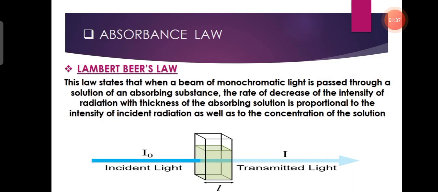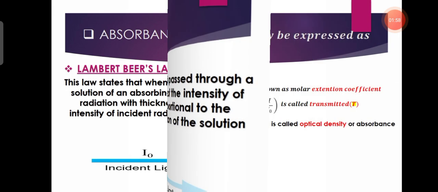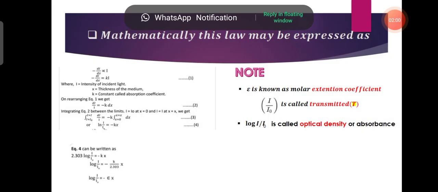Absorption law, Lambert-Beer law. This law states that when a beam of monochromatic light is passed through a solution of an absorbing substance, the rate of decrease of the intensity of radiation with thickness of the absorbing solution is proportional to the intensity of incident radiation as well as the concentration of the solution. Mathematically, this law may be expressed as below. Epsilon is known as molar extinction coefficient.